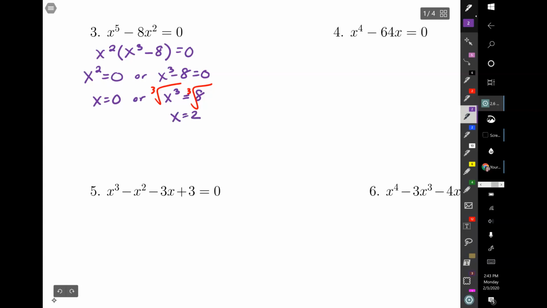Because the cube root of 8 is 2, I can just write my answer. I'm going to write it in set notation here because I like that. So I have {0, 2}.